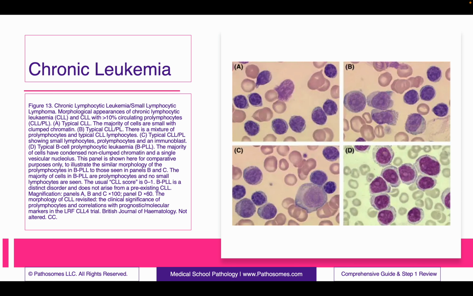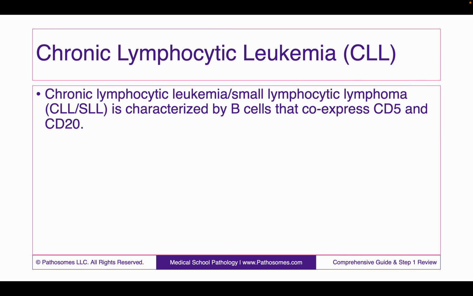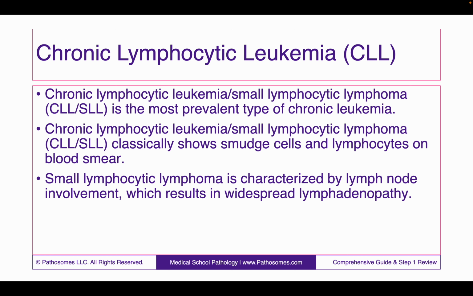Here's another example of chronic lymphocytic leukemia / small lymphocytic lymphoma. Now we're looking at blood specimens, so this is specifically chronic lymphocytic leukemia. Chronic lymphocytic leukemia / small lymphocytic lymphoma, CLL, SLL, is characterized by B cells that co-express CD5 and CD20. It is the most prevalent type of chronic leukemia. It classically shows smudge cells and lymphocytes on blood smear.